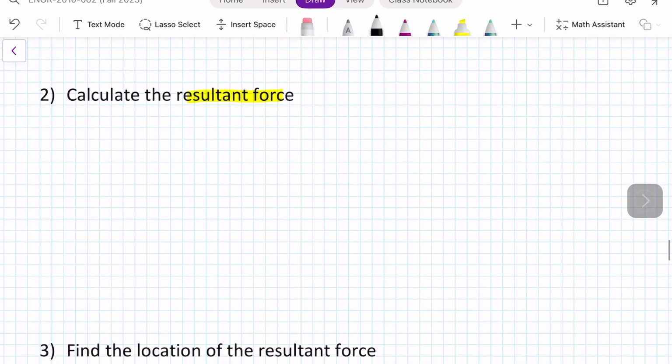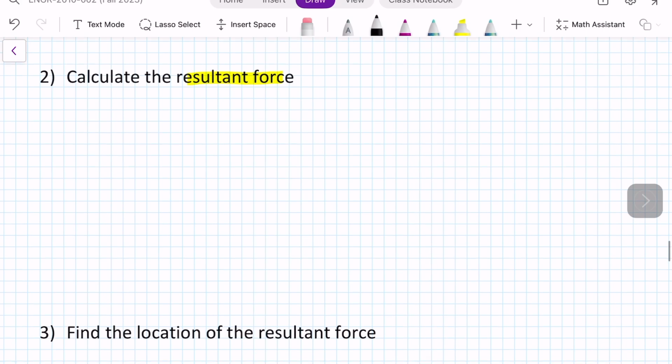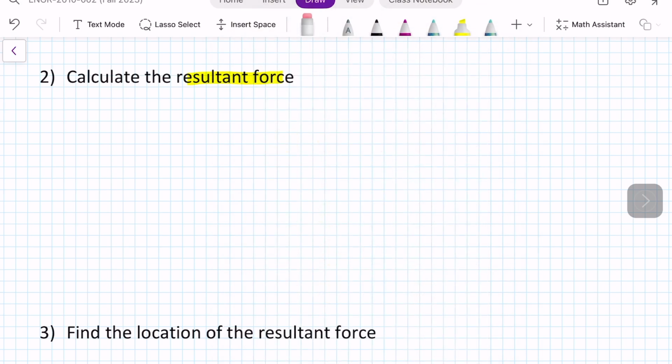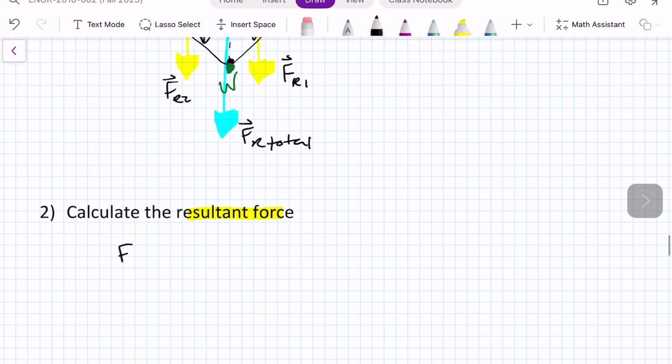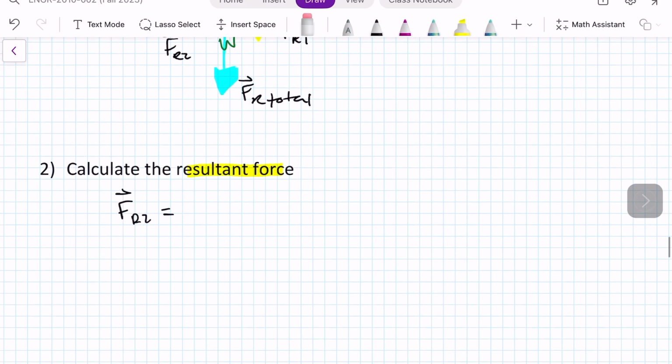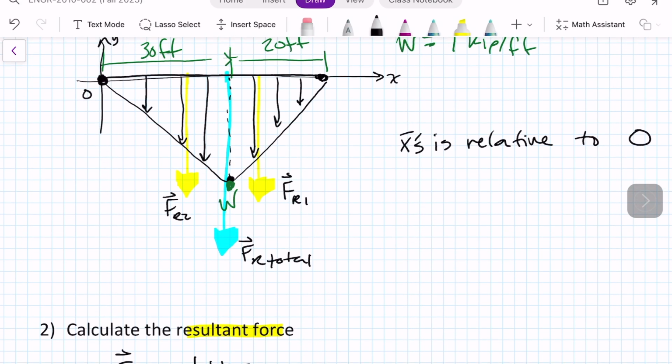So the first thing that we need to do after we've done this model is determine what our resultant force is for each force. Let me make this a little bit bigger. So for the first force, which we will call FR2, that we want to find, since this is a triangle, it's the area of that triangle, so that's just 1/2 base times the height. The base of this triangle here would be 30 feet.